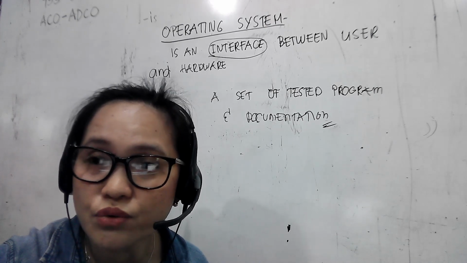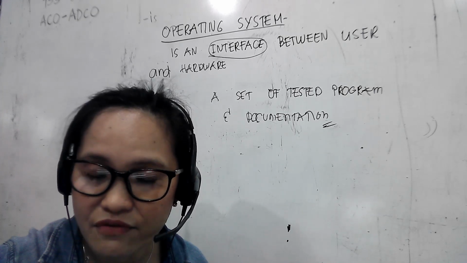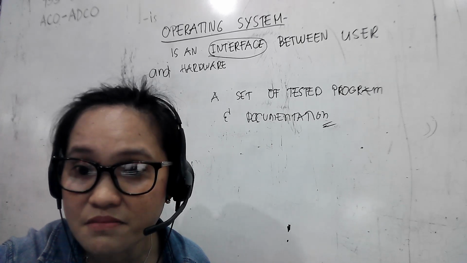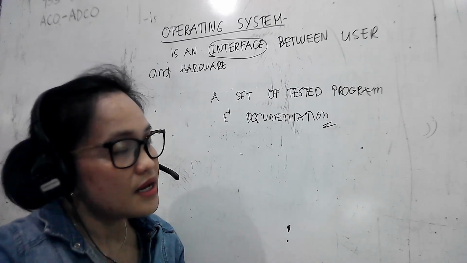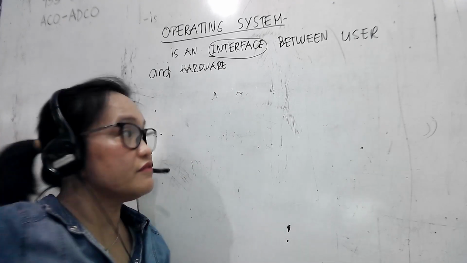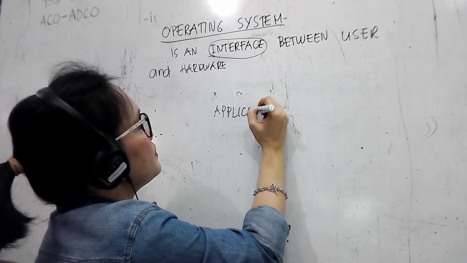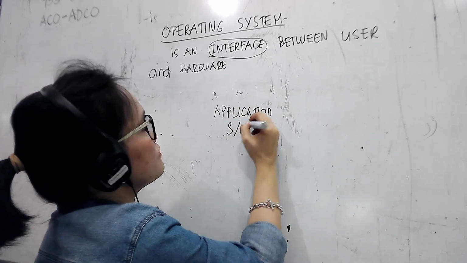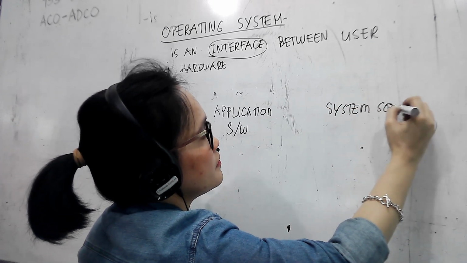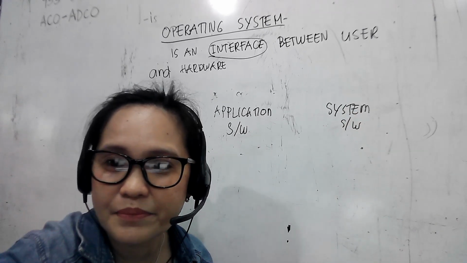There are two types of software. We have the system software and the application software. Operating system belongs to the system software. So let's say we have application software, and then we also have system software.